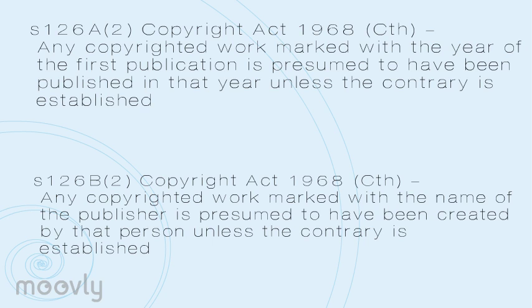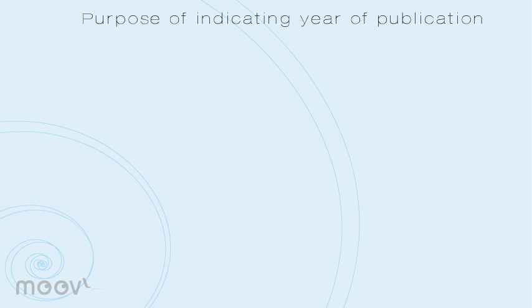Section 126B, subsection 2 of the Act provides that any copyrighted work marked with the name of the publisher is presumed to have been created by that person unless otherwise established. The purpose of including the year of the first publication is to indicate the expiry date of the copyright.